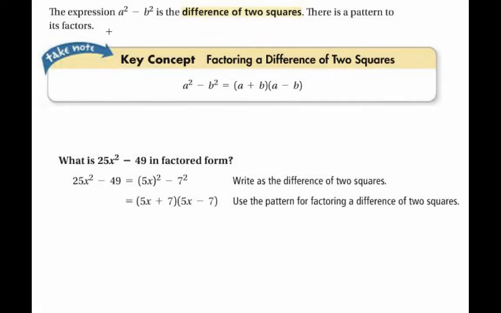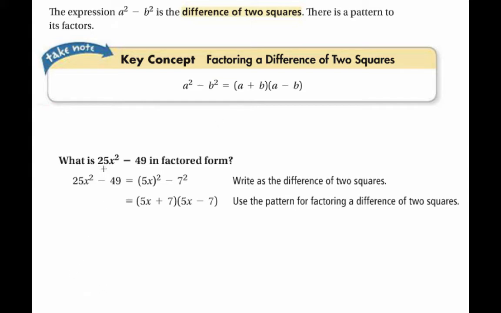Okay, now along those lines, some more squares. The difference of two squares: the expression a squared minus b squared is the difference of two squares. And there's a pattern there. So if you have something squared minus something else squared, it's a big clue that this is a difference of squares, and it actually does factor into two binomials, even though it doesn't have a third term, a trinomial.